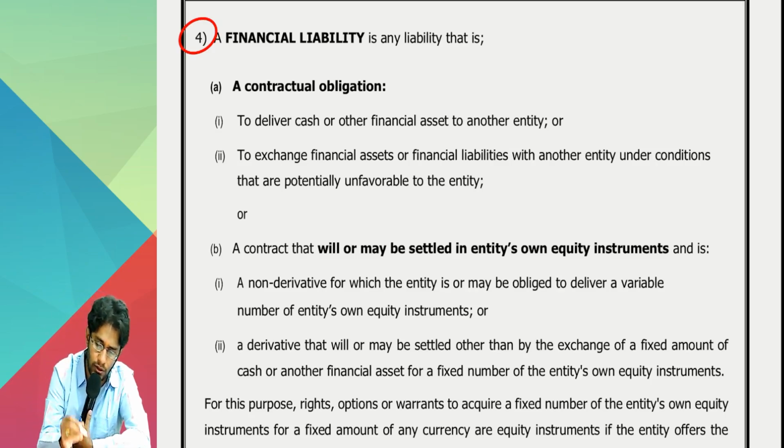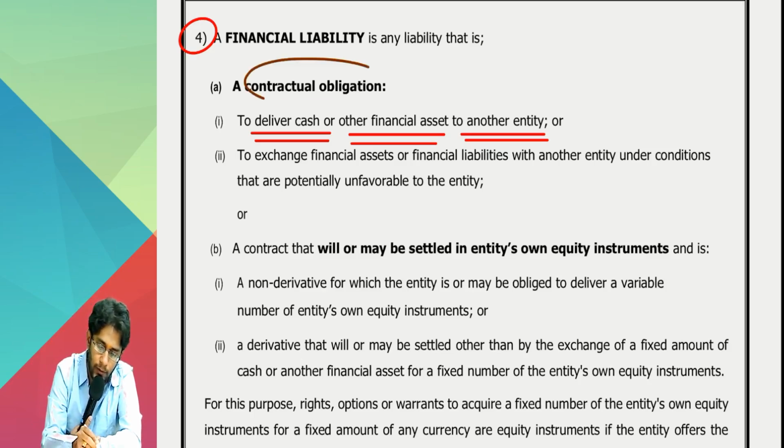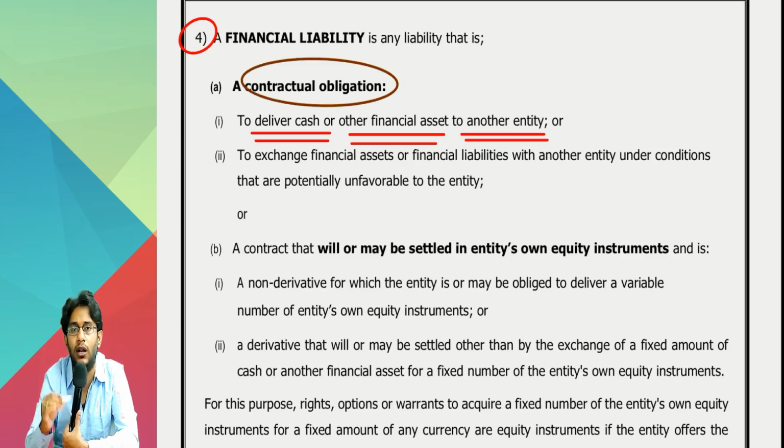So a contractual obligation to deliver cash or other financial asset to another entity. If you have an obligation to pay cash to anybody, and that obligation is a contractual obligation, or you must deliver any financial asset to anybody, then this contractual obligation must be treated as a financial liability.